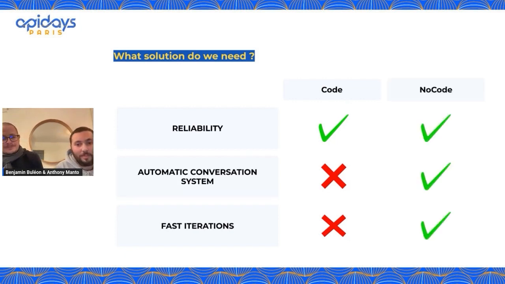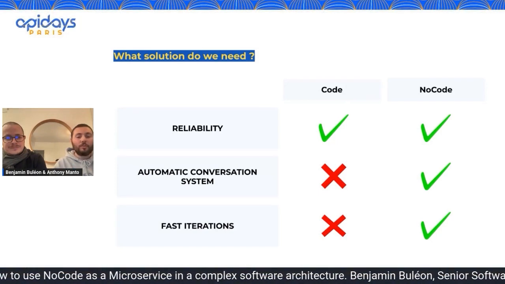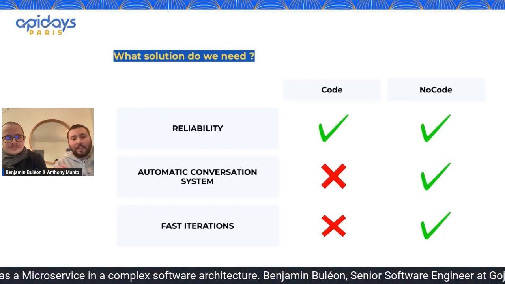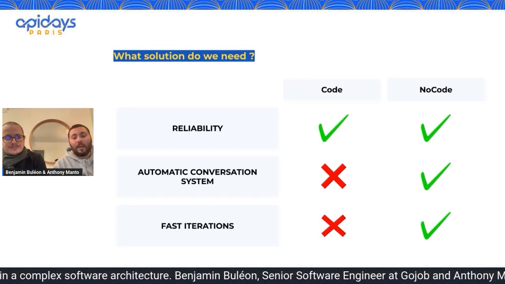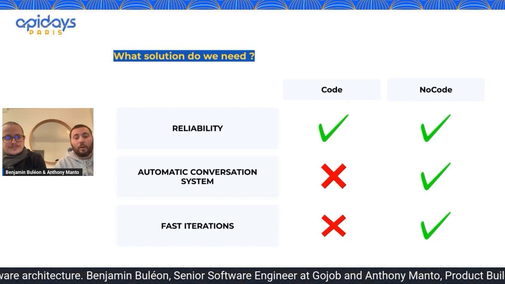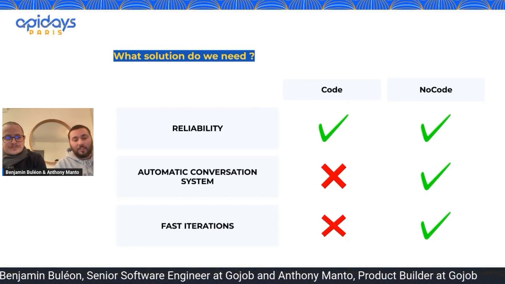Yes, that's right, Ben. Thanks to NoCode, we can meet these three conditions. With our NoCode stack and NoCode standards, we can build reliable solutions. One of the strengths of NoCode is to build quickly, so we can build fast solutions, do short iterations, and we can also learn and build at the same time. And as a NoCode team, we have already built an automatic conversation system.